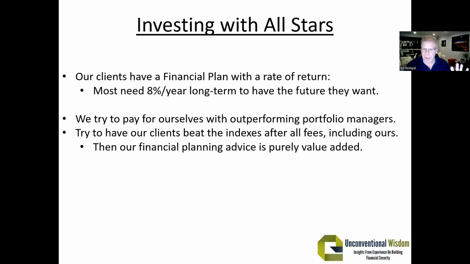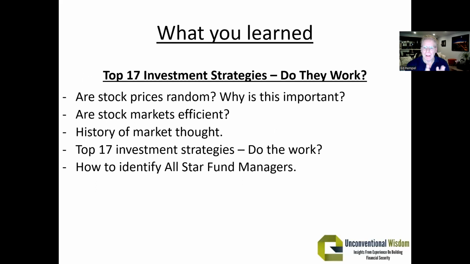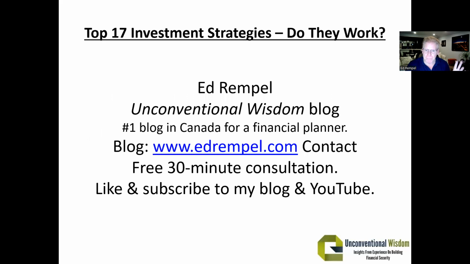And this is partly me showing you all the different possibilities and all the things we look at, trying to figure out how we find the best investments. And this is what our process is. So thanks for listening. What you've learned today is these 17 investment strategies, what's actually worked. Stock prices are random, the stock market's inefficient. And we went through a history of market thought, looked at these 17 strategies and what works and what doesn't. And also, how do we identify the real all-star fund managers?